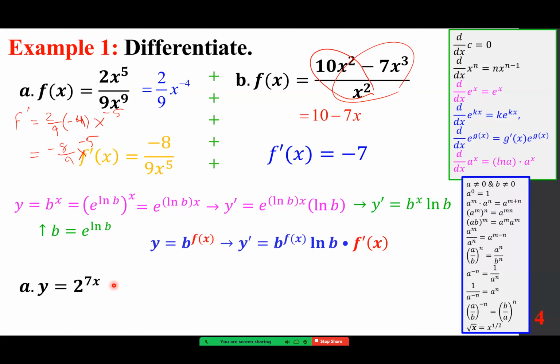This is an exponential function. The answer is itself. The base is 2, so times ln 2. Is this x or t or theta? No, times 7 by the chain rule. And you rewrite.